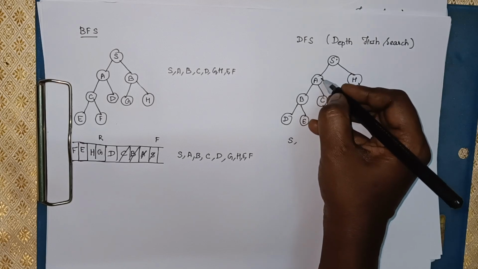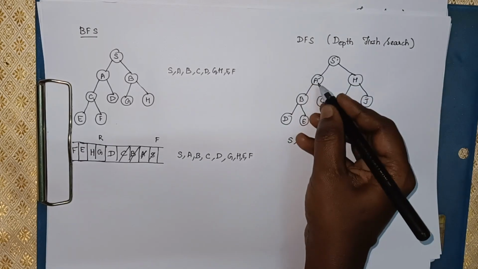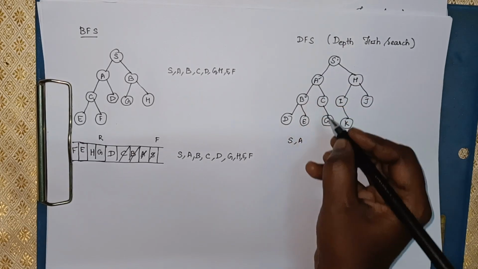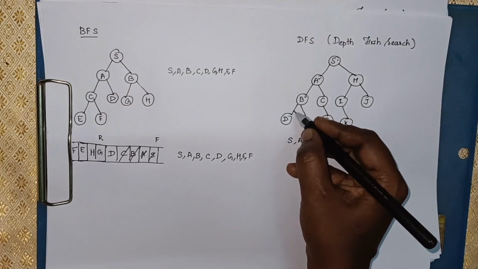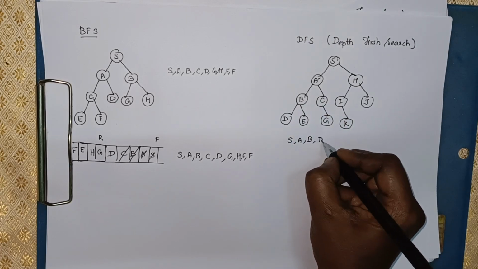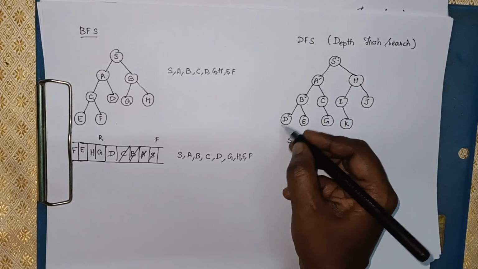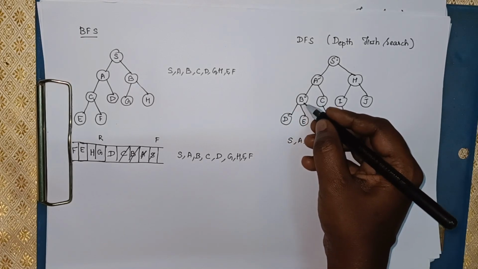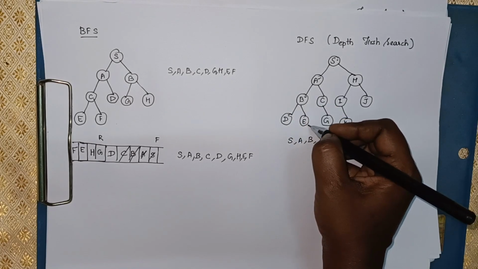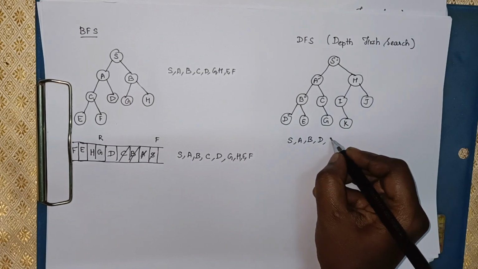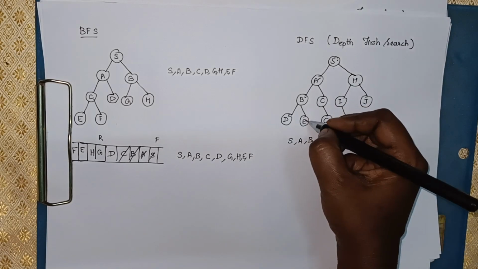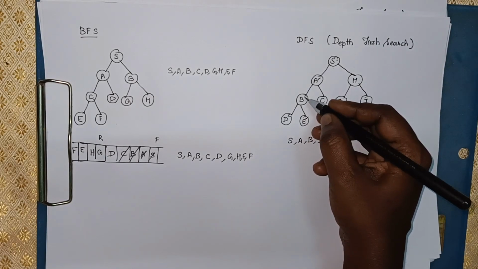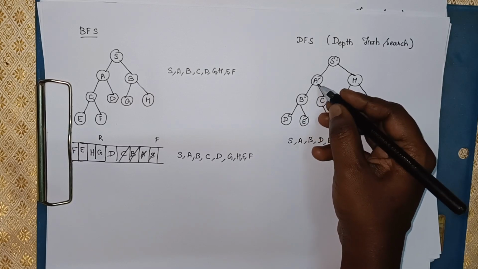For example, now for this one, if S is taken as known, next we'll go to A. Now A is considered as known and next we'll go to one of the adjacent nodes, that is B. So B is taken as known, next we'll go to one of the adjacent nodes, that is D. Now this is visited. Now it is not having an adjacent node, so we can go back. So we'll go back here. What are the adjacent nodes of B? E is the adjacent node of B.